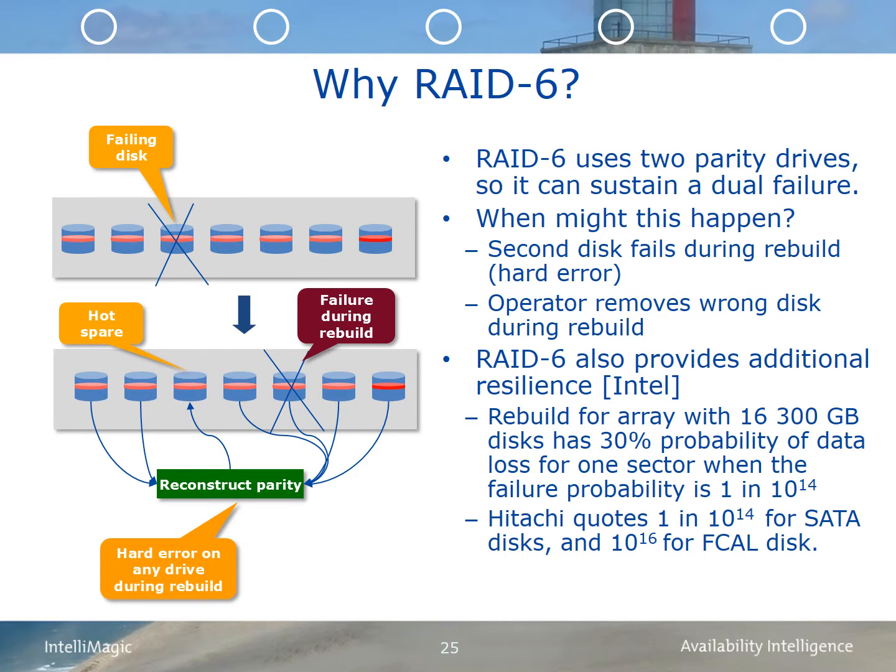Another type of RAID configuration is RAID 6. RAID 6 has an additional parity drive so that it can sustain a dual drive failure. So for any RAID 6 RAID group, you can lose 2 of the drives and still recreate the data and parity. When might this happen? Well, this can happen if you have a second disk drive fail during a RAID rebuild, so some kind of hardware error. You could also have an operator error where you pull the wrong disk during a rebuild.